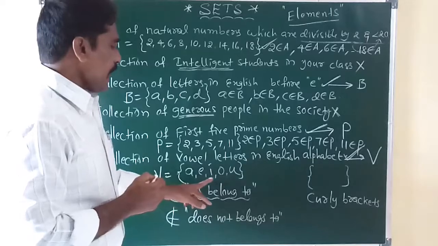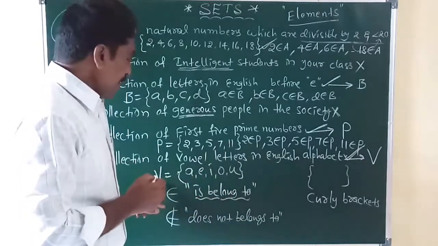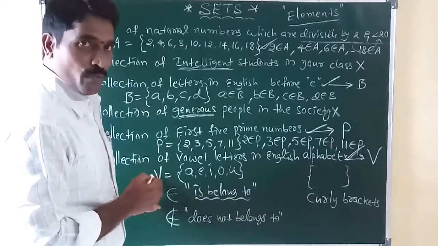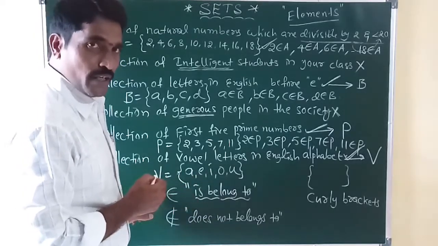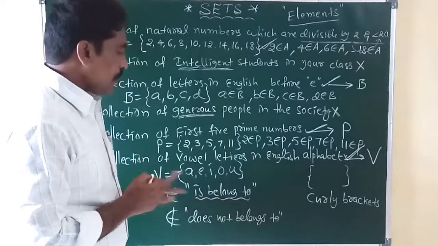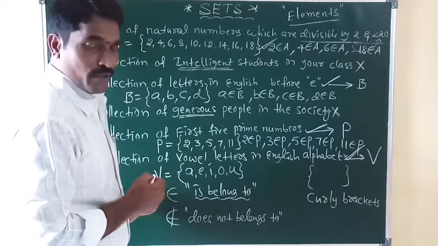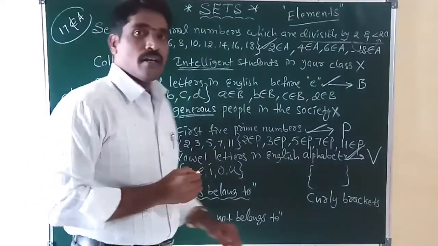Similarly, A, E, I, O, U are the elements in the set V. So we can write A belongs to V, E belongs to V, I belongs to V, O belongs to V, U belongs to V. Like this, we can write the sets.